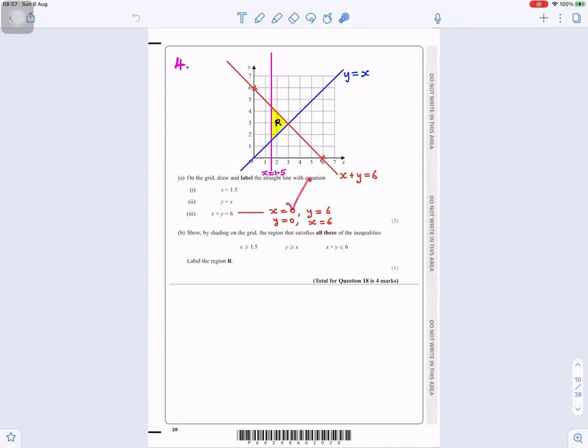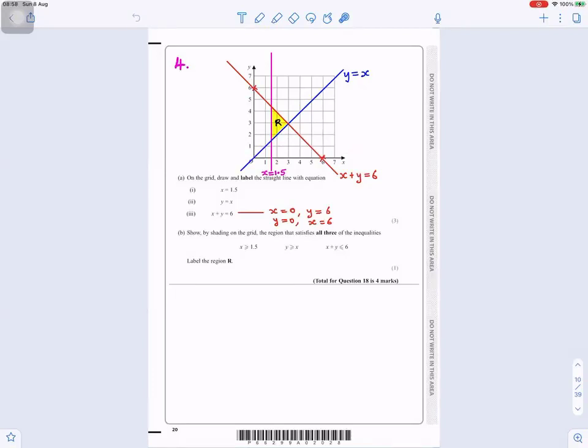So you mark 0, 6, you mark that point. When you put y as 0, x is 6. So 6, 0, you mark that point. So x plus y equals 6 is this red line.